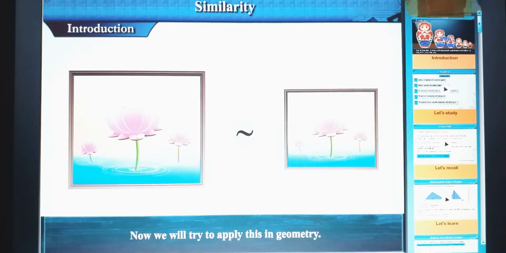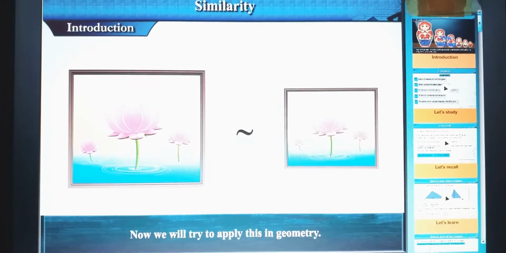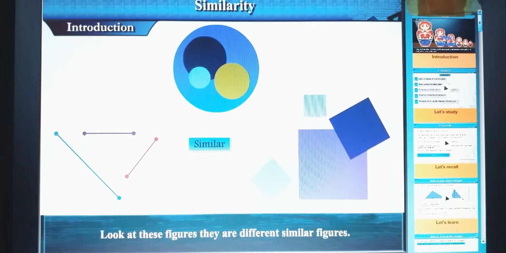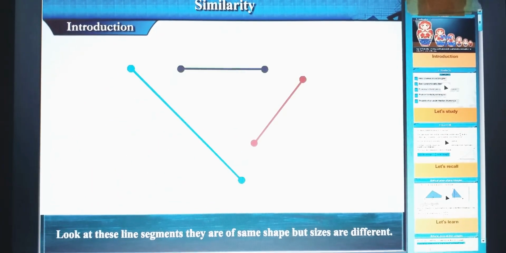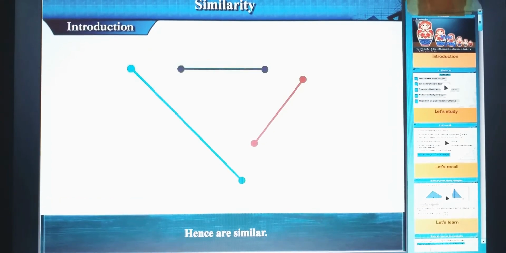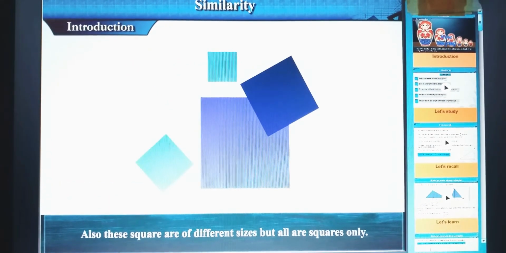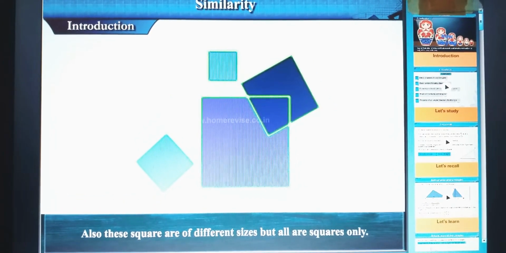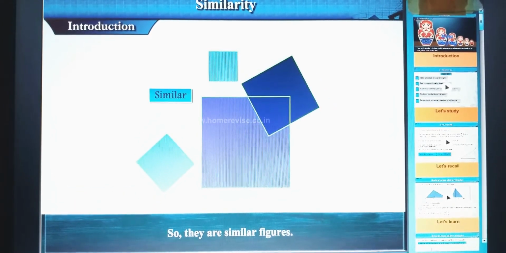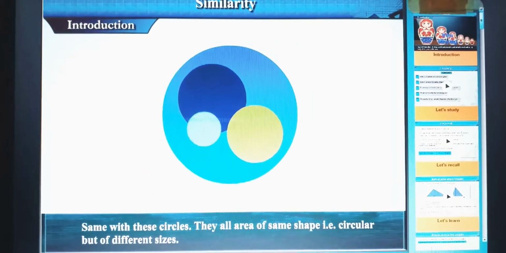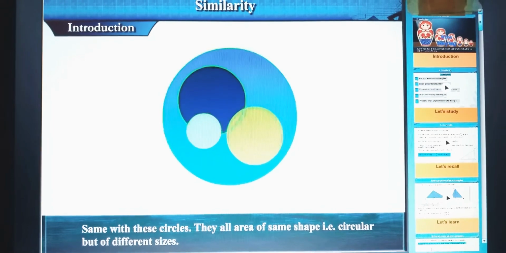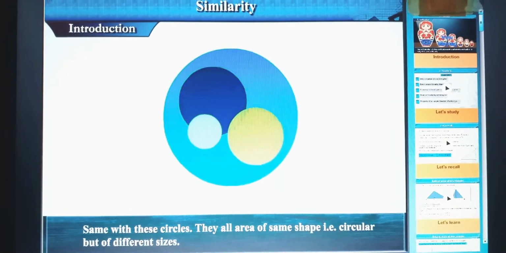Now, we will try to apply this in geometry. Look at these figures, they are different similar figures. Look at these line segments, they are of the same shape but sizes are different. Hence, they are similar. Also, these squares are of different sizes but all are squares only. So, they are similar figures. Same with these circles. They all are of the same shape, that is circular, but of different sizes.